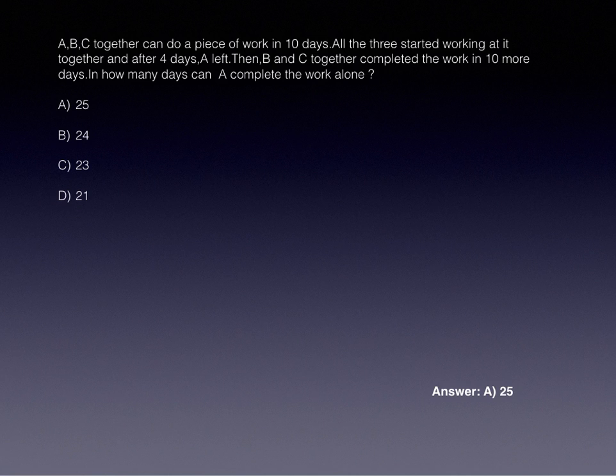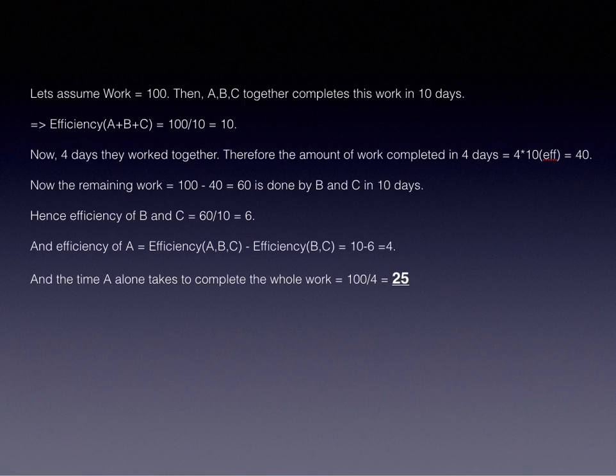A, B, C together can do a piece of work in 10 days. All the three started working at it together, and after 4 days, A left. Then B and C together completed the work in 10 more days. In how many days can A complete the work alone? Okay, let us just assume that the work is 100. Then it is given that A, B, C together completes this in 10 days. Therefore, the total efficiency of A, B and C will be 100 by 10, which is equal to 10.